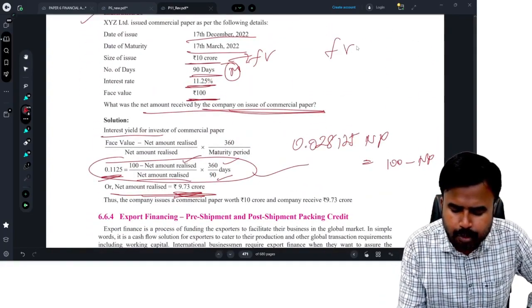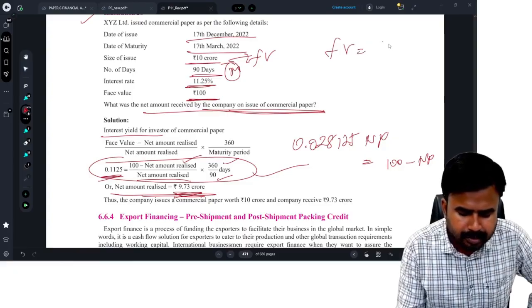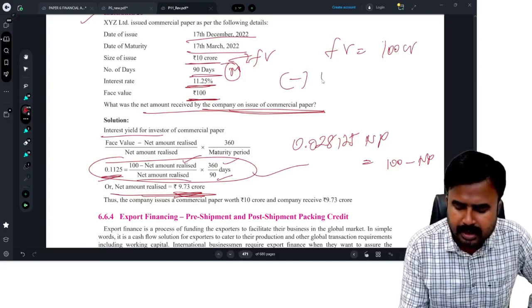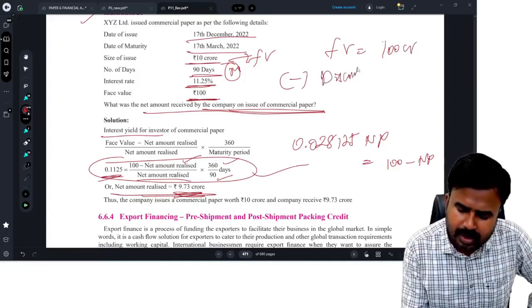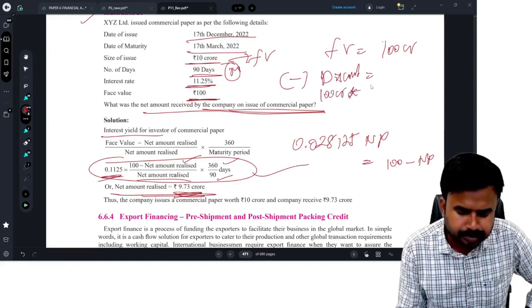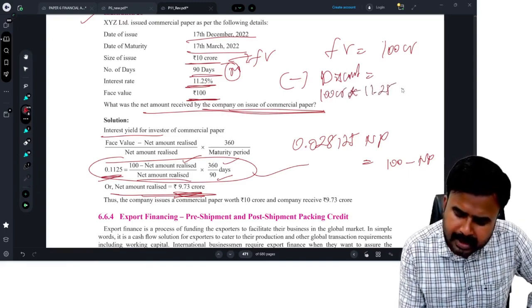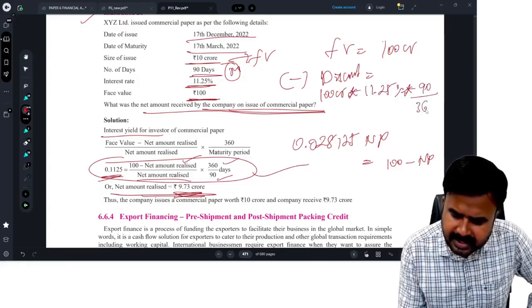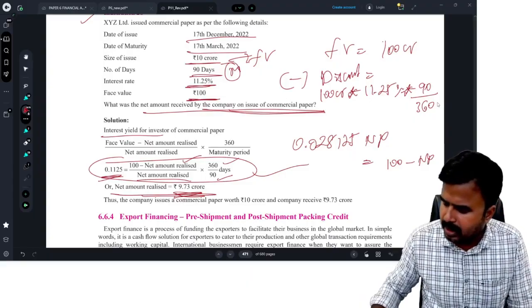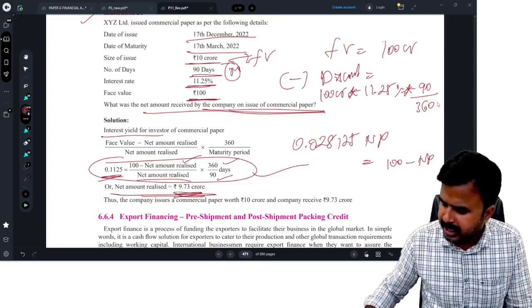The face value of these commercial papers is 100 crores minus discount. The discount is nothing but interest. 100 crores into 11.25% into 90 by 360 days. Deduct this discount portion. Interest is nothing but discount. 100 into 11.25% into 90 by 360.